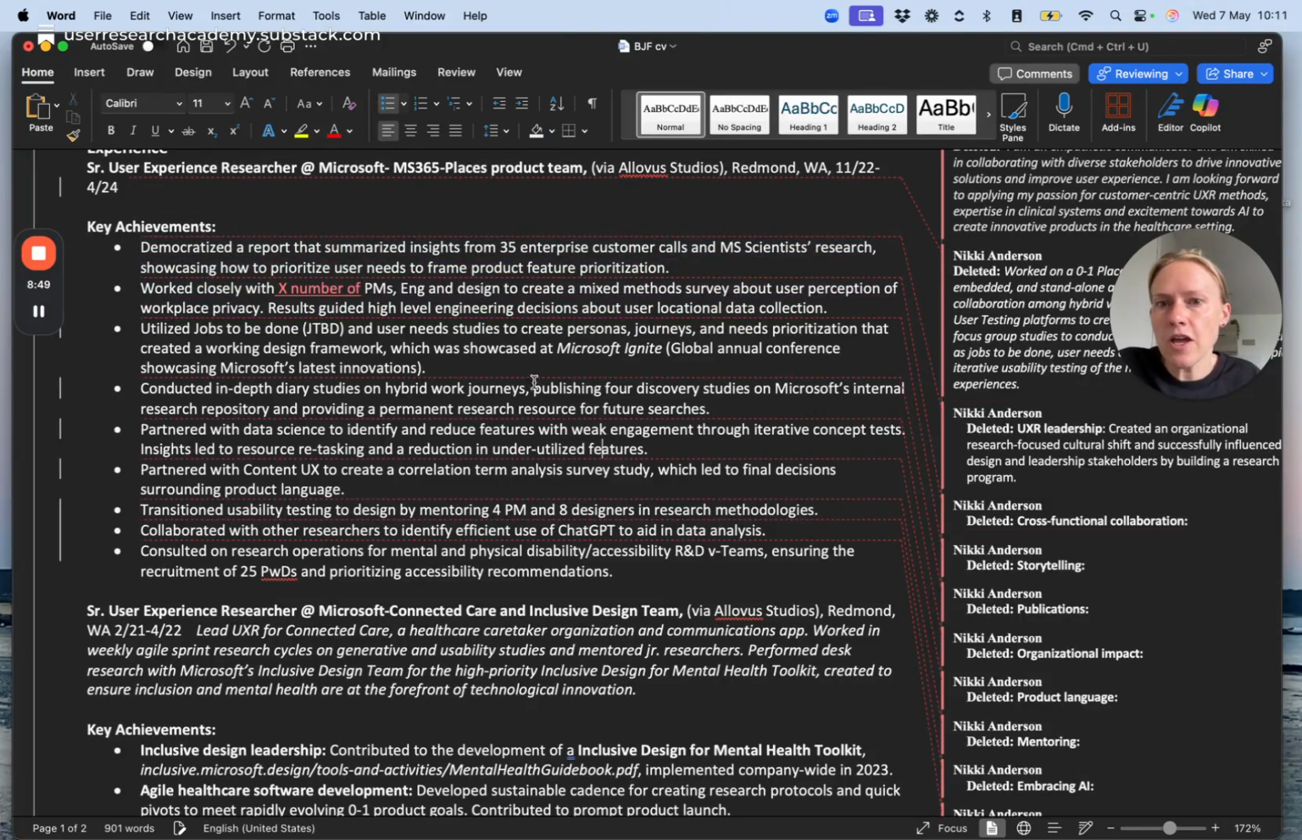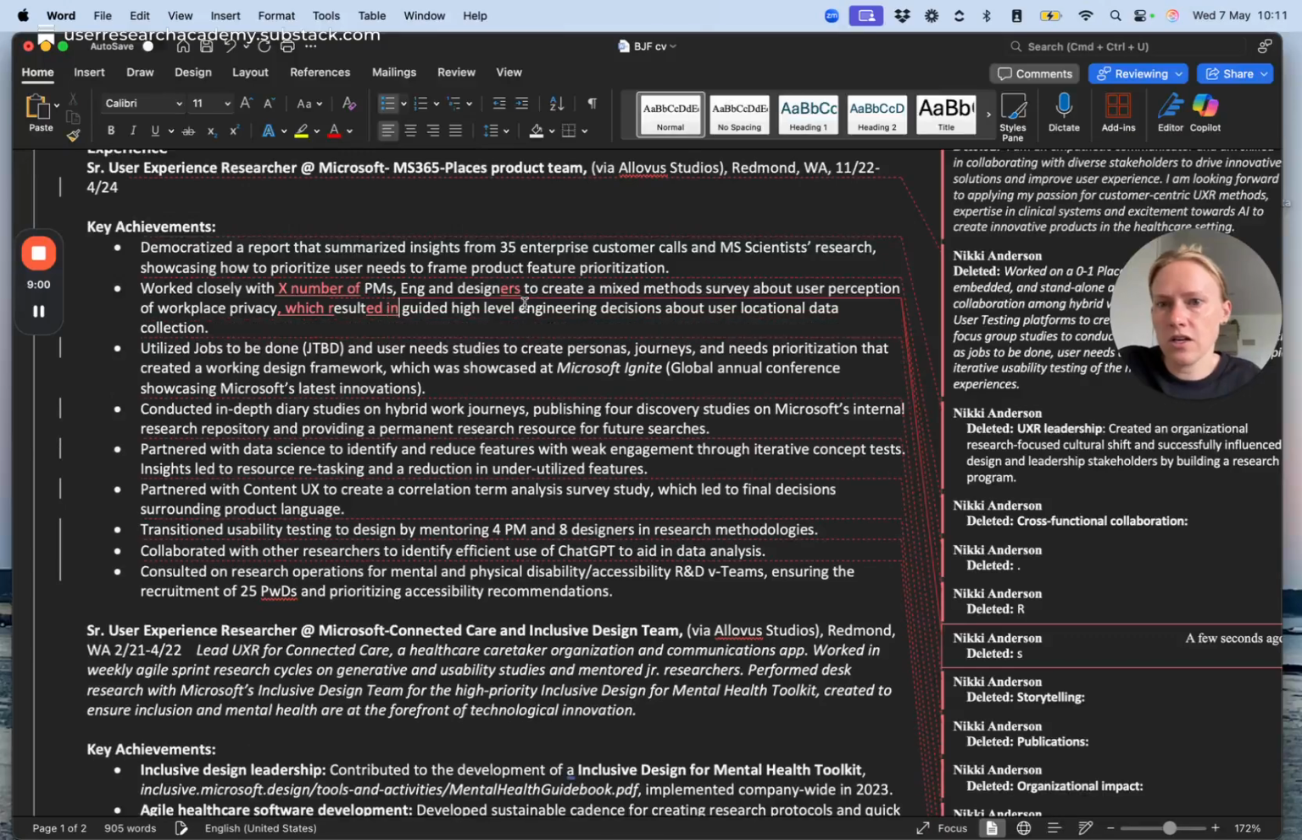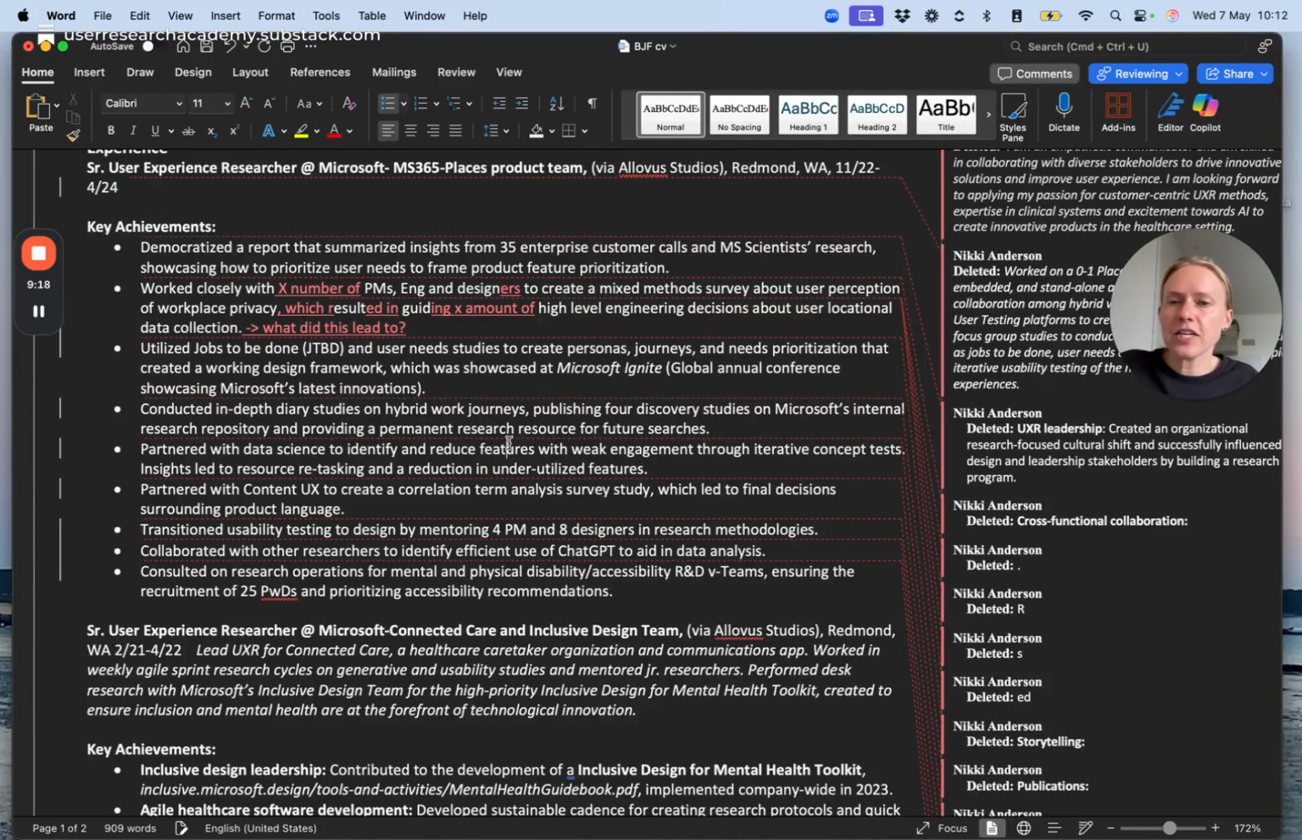"X number of PMs, engineers, and designers to create a mixed method survey about user perception of workplace privacy, which resulted in guiding X amount of high-level engineering decisions about user locational data collection." So this one as well, what did this lead to? So continuously trying to push forward, what is the point? What is that final outcome? What was the final thing that this all led to?